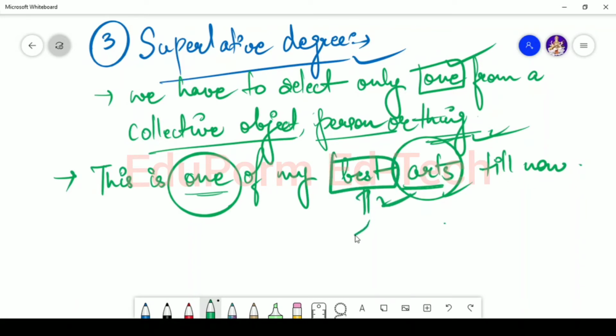So the use of best here is basically a superlative degree, and superlative degree is used when we have to select only one from a collective object, person or thing. Okay, so I hope these three kinds of degrees are clear to you.